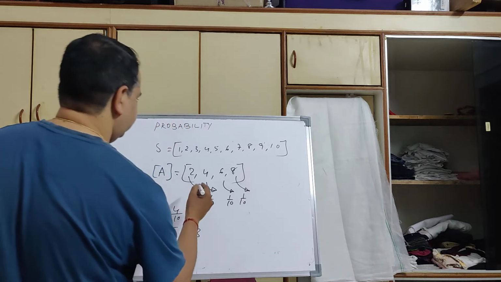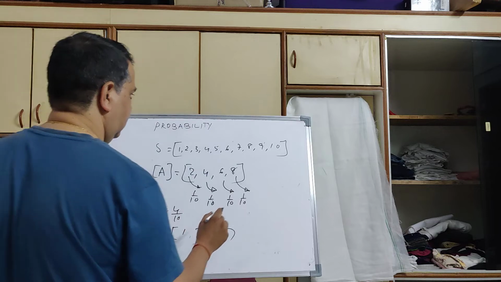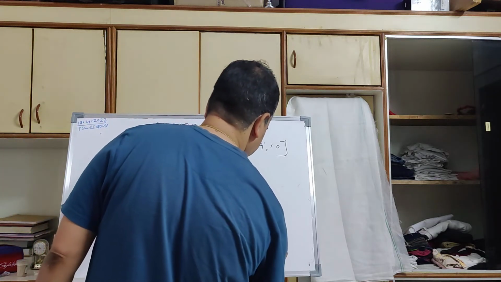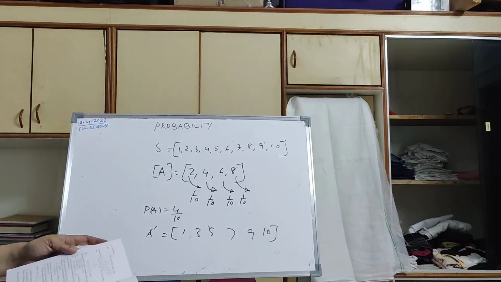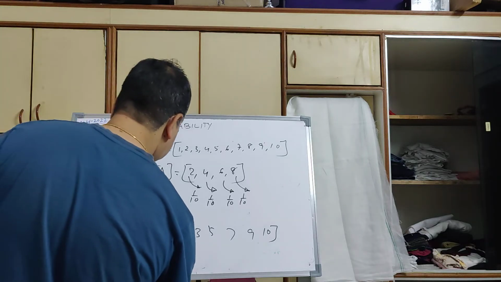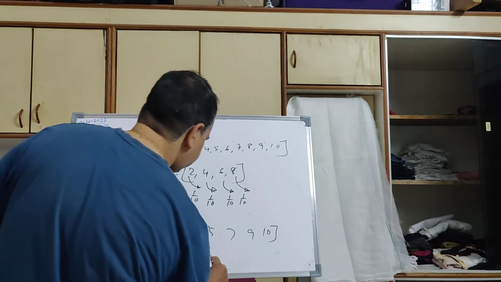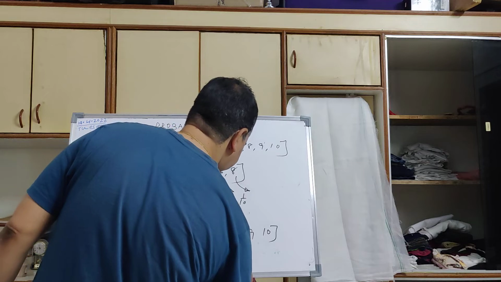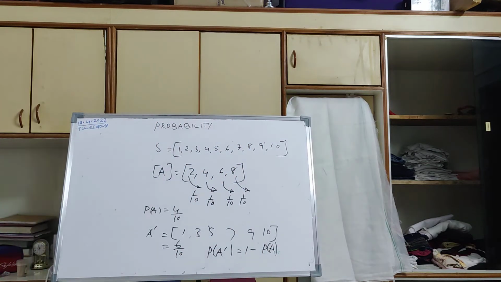1, 3, 5, 7. The total is 9, then 10, minus 4 by 10. So these are not A. So probability of not A is equal to 6 by 10, right? 1 minus 4 by 10. So probability of not A is equal to 1 minus probability of A. That is one inference.